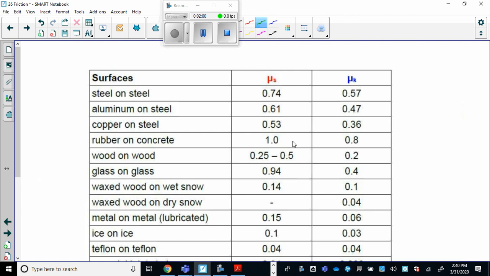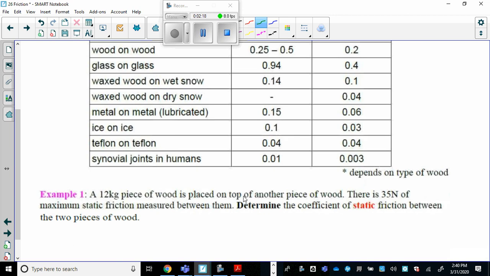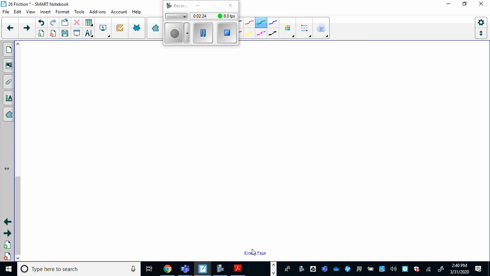It says you don't have to memorize this table. Here are some examples of static friction and kinetic friction. You can see the one with the absolute lowest friction is the synovial joints in humans, for your elbows and your knees. You want very little friction there, otherwise they're going to wear out very quickly, and moving is going to be very difficult. There are all these other examples, but we don't need to go over them. All you need to know is how to use this formula.